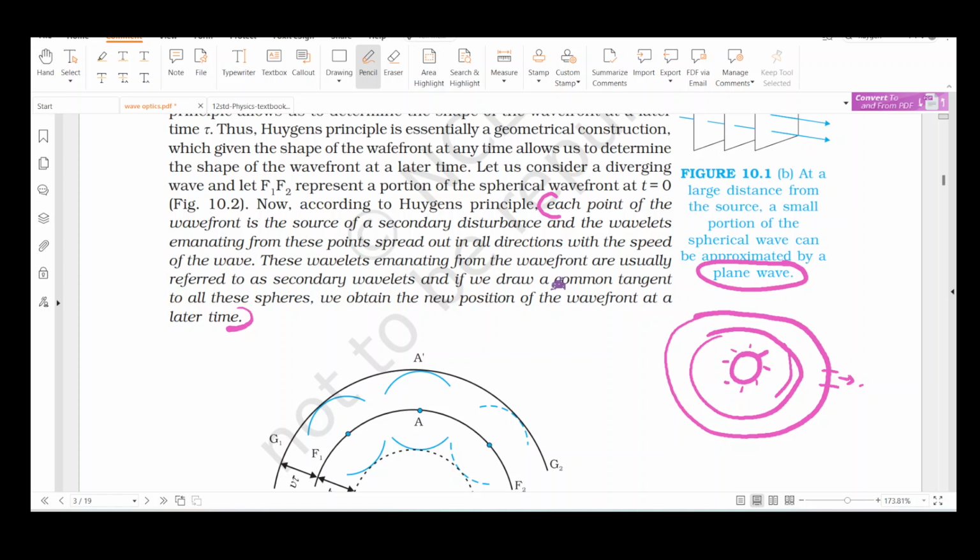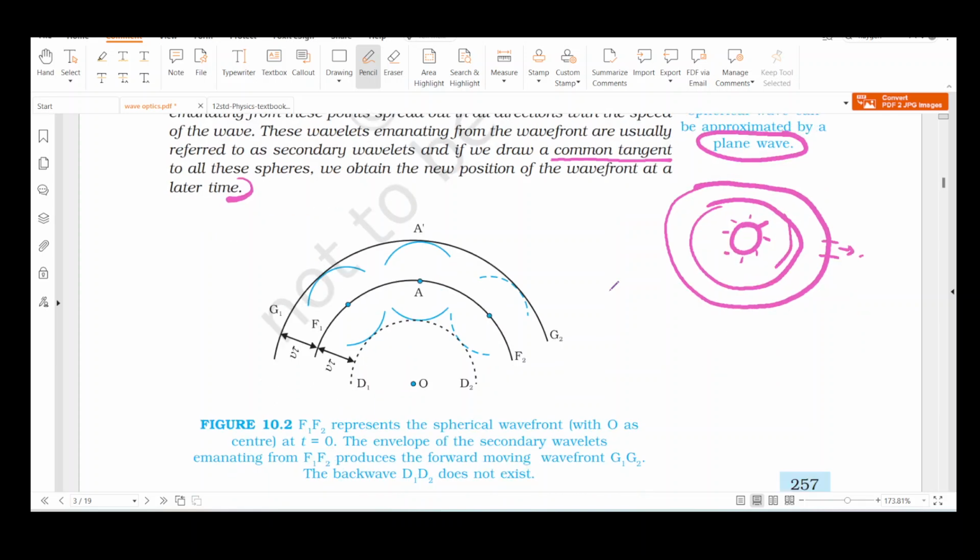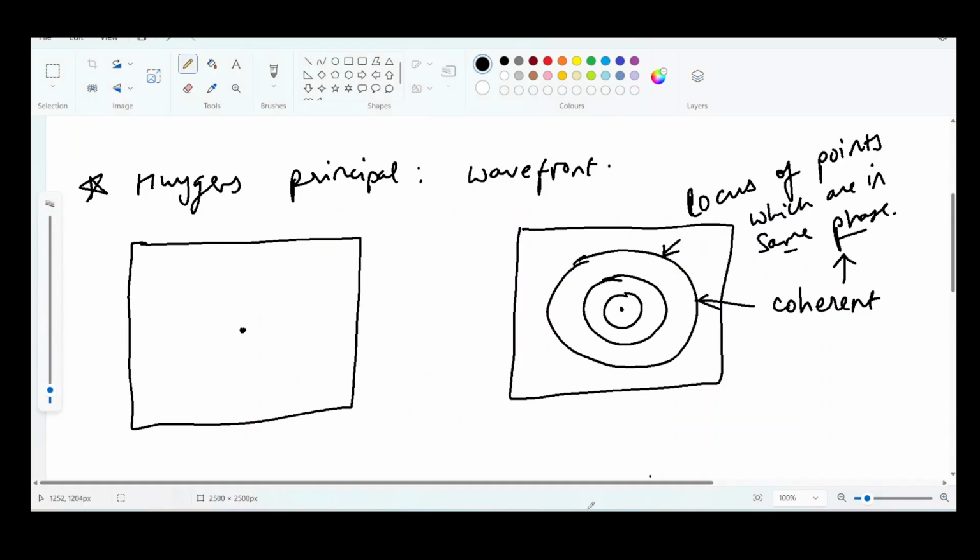Now this is something interesting. The initial part is something I have already told. Every point on the wavefront acts as a secondary disturbance, and they act exactly the way a primary source behaves. So that is how light keeps moving forward. And we have something called a common tangent. Common tangent means, I guess I will draw a diagram over here.